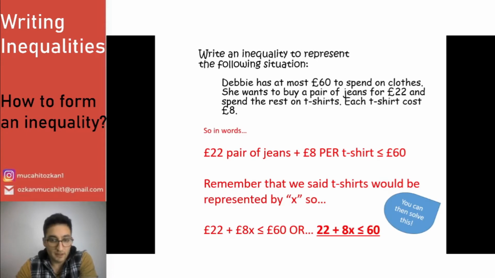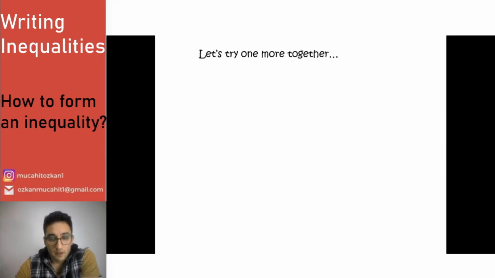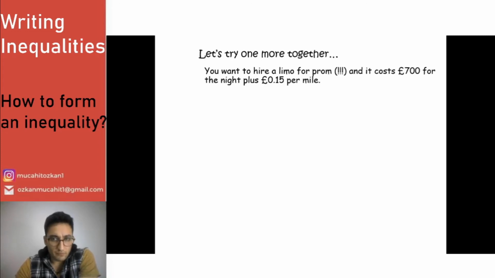another example, and then after you write this inequality, you know how to solve it by using the balancing method. And also you learned how to solve equations, so you're going to apply the same method. Let's try another one. It says you want to hire a limo for prom and it costs 700 pounds for the night plus 0.15 pounds per mile. And your budget is 750 pounds. All right. We need to write an inequality according to this question.